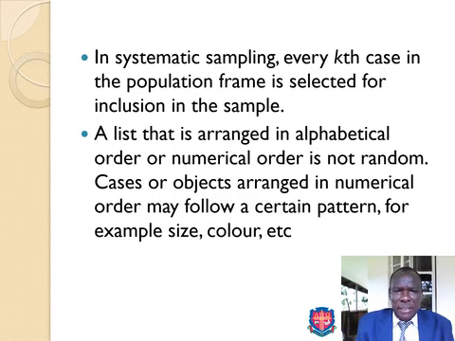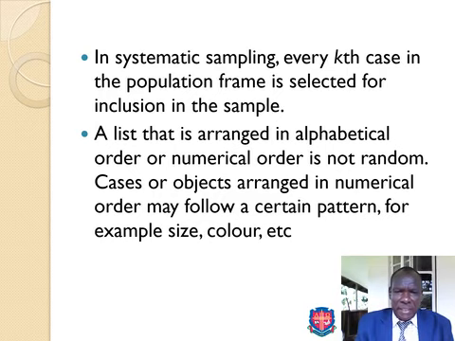So a list that is arranged in alphabetical order or numerical order is not random. So don't say that I'll just list the number. Maybe I find a list of students and you go to the registrar's office and you pick a list of students in a particular program. If they are arranged alphabetically, it's probable that when you use that alphabetical list, the randomness may not be possible. Because when cases or objects are arranged in numerical order, they may follow a certain pattern. For example, size or color.